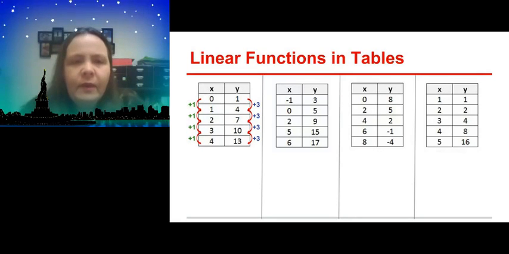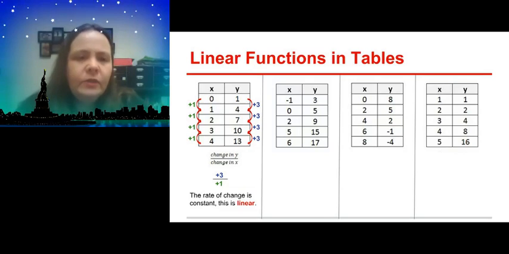That gives us a rate of change, if you remember that your rate of change is your change in y over your change in x. So when we look at this rate of change, we see positive 3 over positive 1, and it's constant all the way down. So this function is linear because it has a constant rate of change. Let's look at the second table.